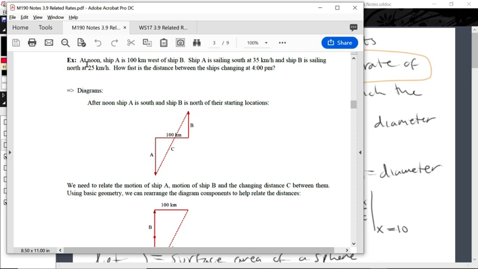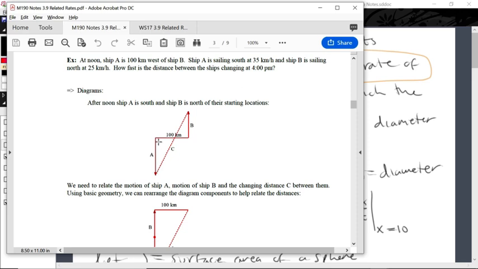How did I start? Well, at noon, at 12 o'clock, ship A is 100 kilometers to the west of ship B. So the position of ship A is right here at this point at noon, and ship B is at this point at noon. We're not interested in just what's happening at noon. We're interested in what's going to be happening at 4 p.m. So let's see how this thing evolves. Ship A, starting at this point, sails south. So I draw an arrow moving south to put this in motion, right?